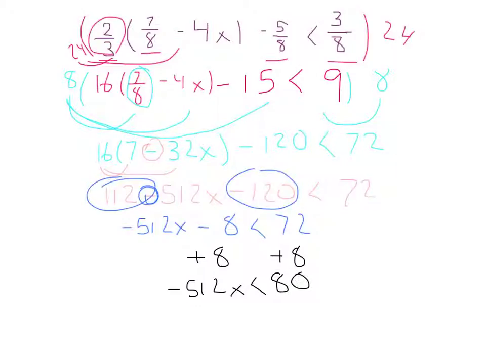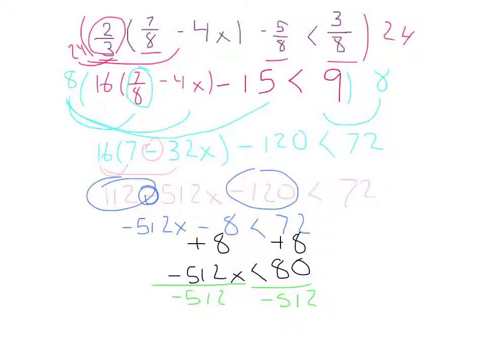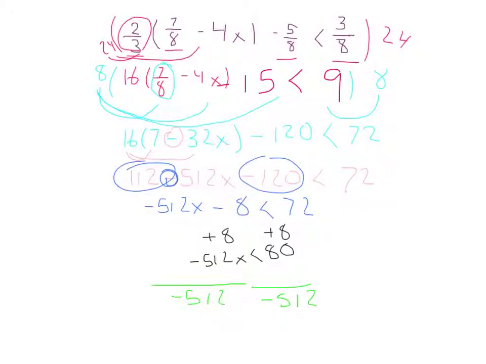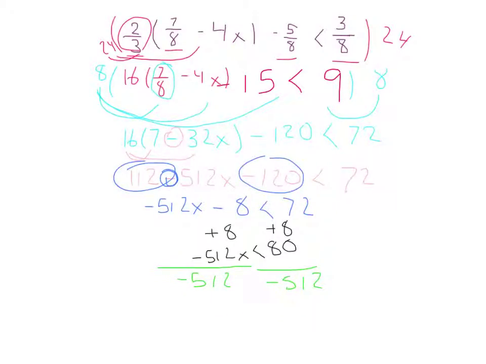And then, because negative 512x is the same thing as negative 512 times x, we have to do the opposite operation of multiplication, which is division. So divided by negative 512 on both sides. And then whenever you have a division problem with a negative denominator, you have to flip this sign. So it becomes x is greater than 80 divided by negative 512.